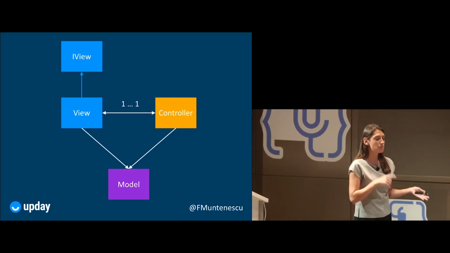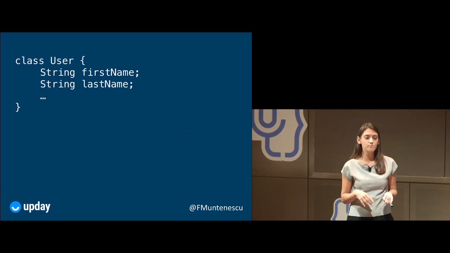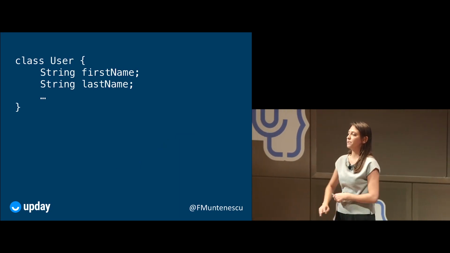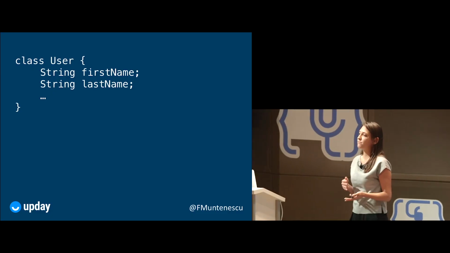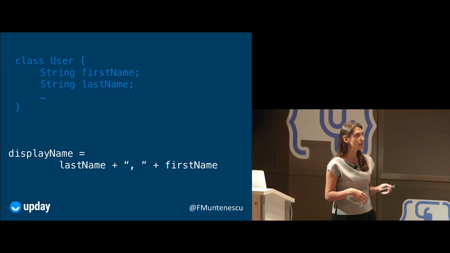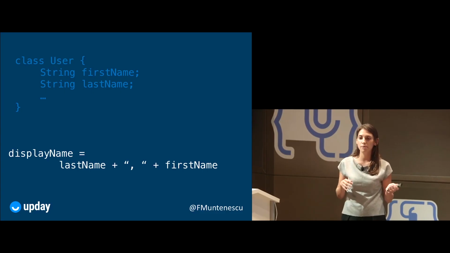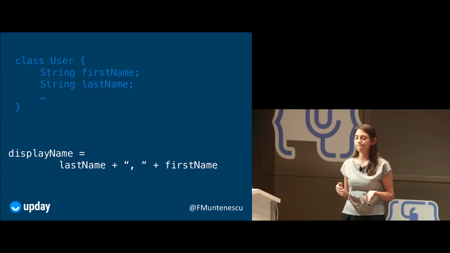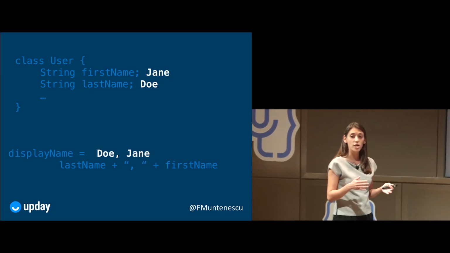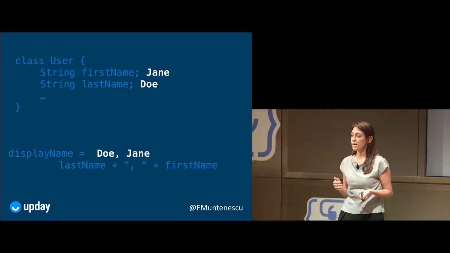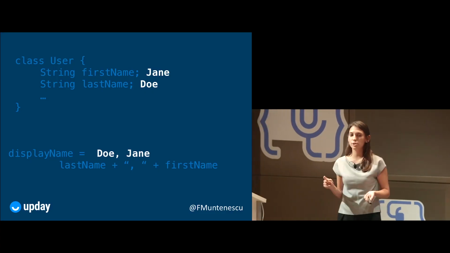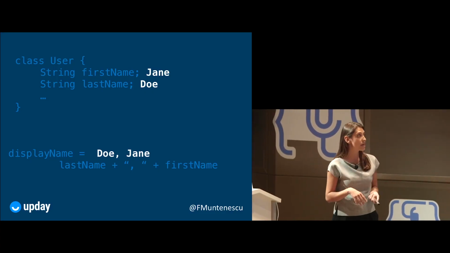Okay, but we know that the model handles the business logic. But who handles the UI logic? So let's take an example. Let's say that we have a user that has a first name and a last name. What we need to display is the display name as last name, comma, first name. So if we have, for example, a user called Jane Doe, what we need to display is Doe, comma, Jane. So who should do this display name logic?